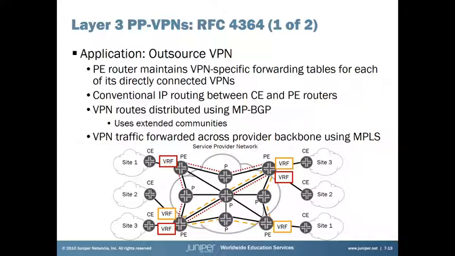Okay, so the VPN routes are distributed using a protocol called MPBGP. We're going to configure that and set that up today. We use a thing called extended communities to manage the way that routes are imported and exported into and from these VRF tables. Let's look at that today. And the VPN traffic is forwarded across the provider's backbone using MPLS. So the actual traffic itself is going via a label switch path.